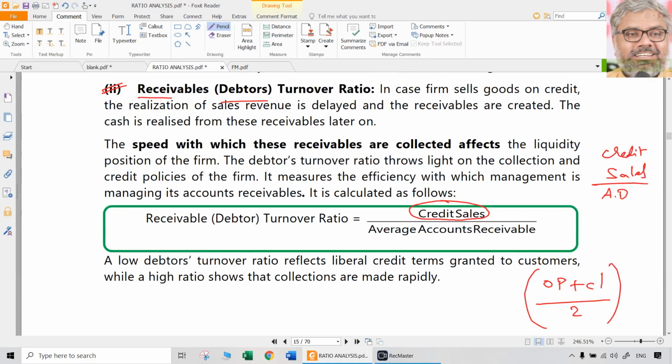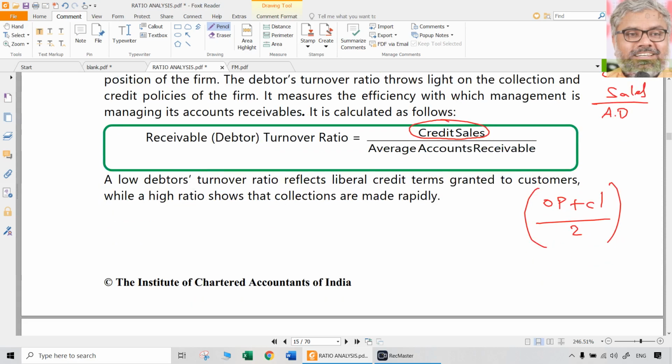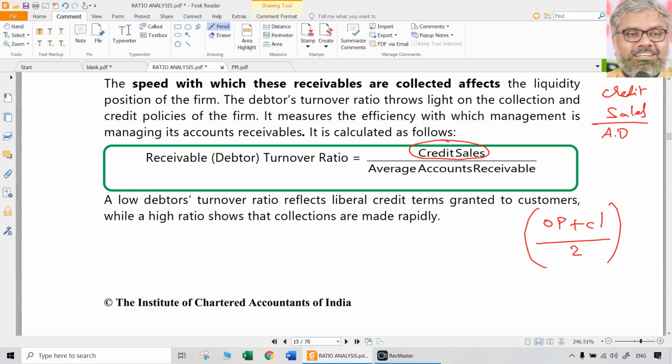What does this indicate? A higher ratio indicates better collection. A lower ratio indicates poor collection or a very liberal credit policy given to the customers. So higher ratio means what? For the lesser amount of debtors, you are having more credit sales. Credit sales are more, but average debtors is less. Means the debtors at the balance sheet date is very less. Then only the ratio will be higher.